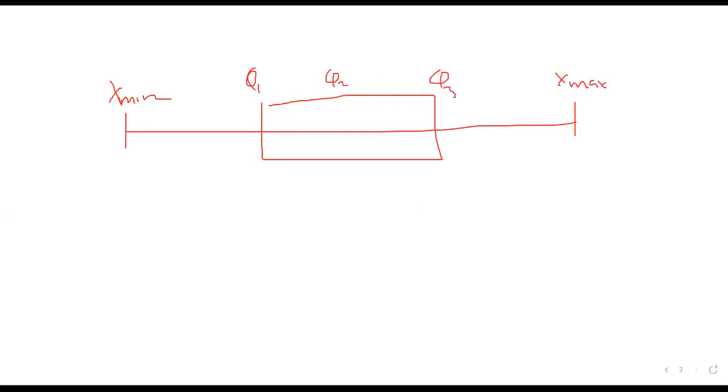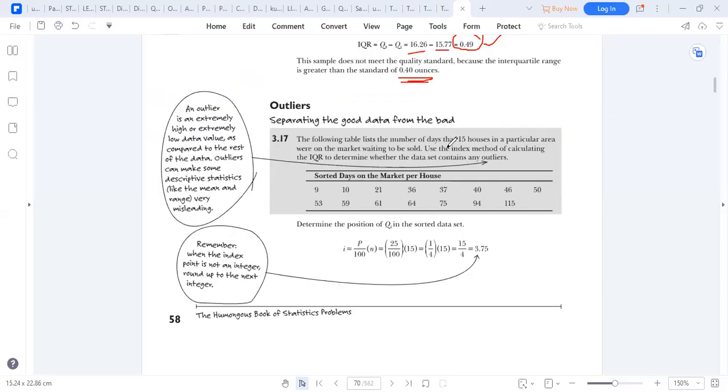Can somebody help me? How do we find Q1? That's first quarter of N or quarter of N observations. Okay. So Q1 is what? A quarter of N. So from our table, given 15 houses, so our N is what? 15.